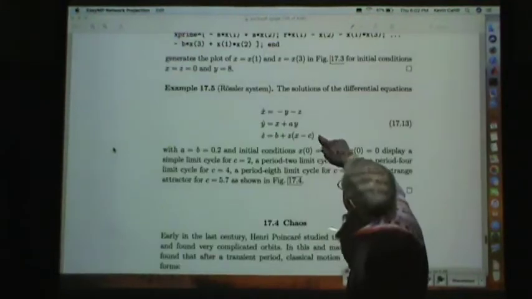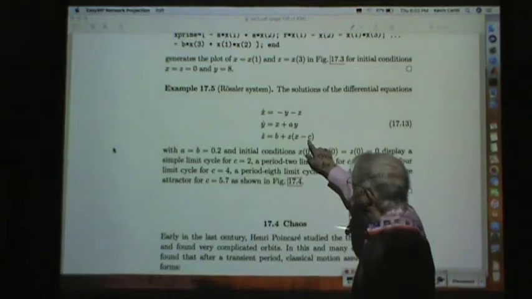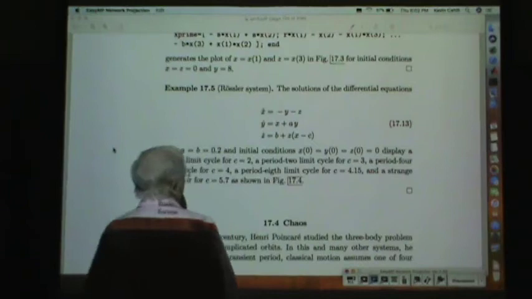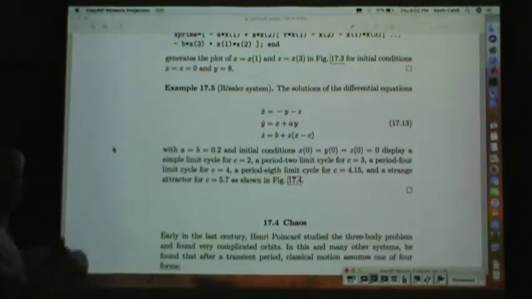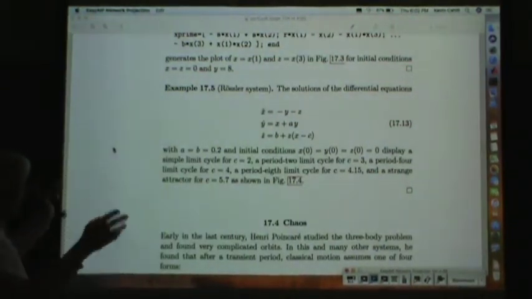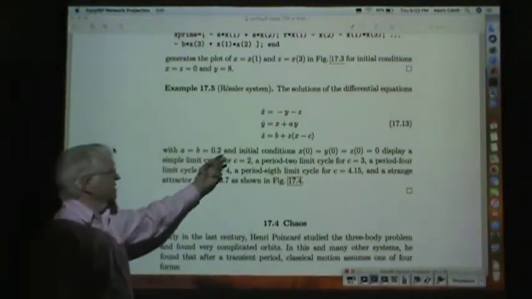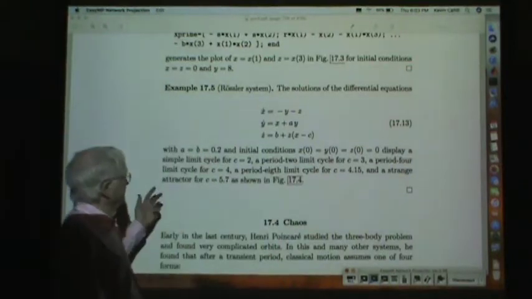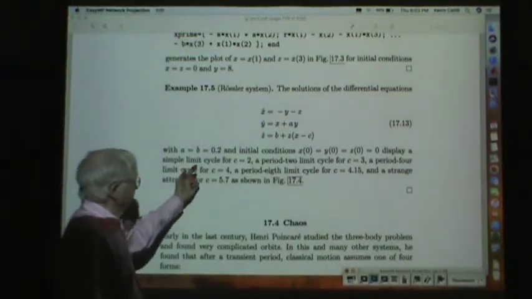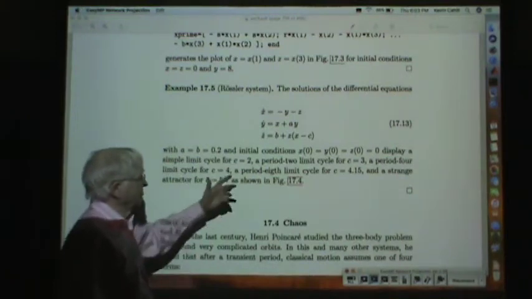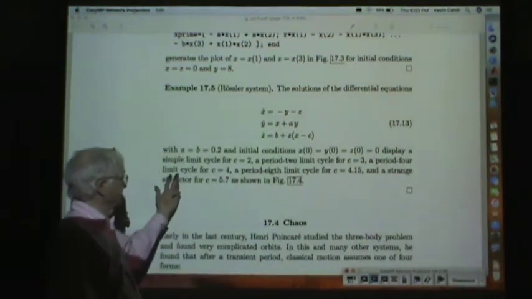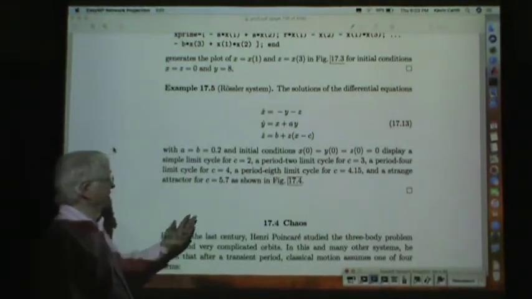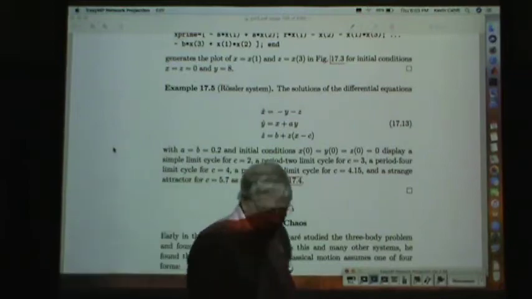Okay, you see, C is just a very innocent parameter. It's just sitting there. And the graphs that I showed you briefly and will show you again have A equal to B equal to 0.2. Initial conditions, everybody's 0. And there's a simple limit cycle, a period 2 limit cycle for C equal to 3, period 4 for C equal to 4, period 8 for C equal to 4.15, and then it becomes a strange attractor when C is 5.7.